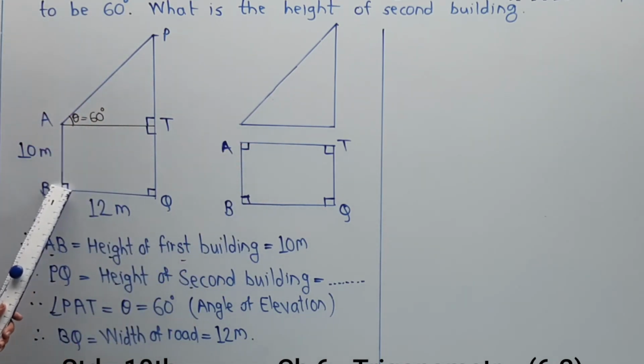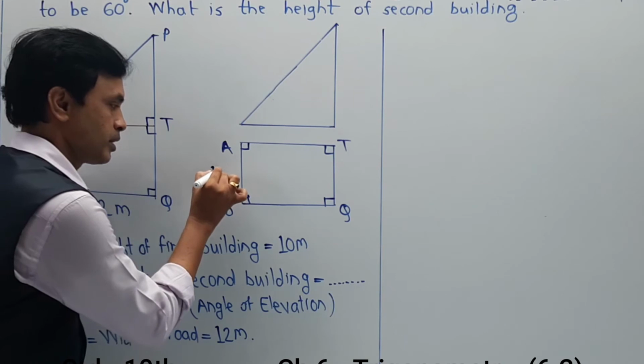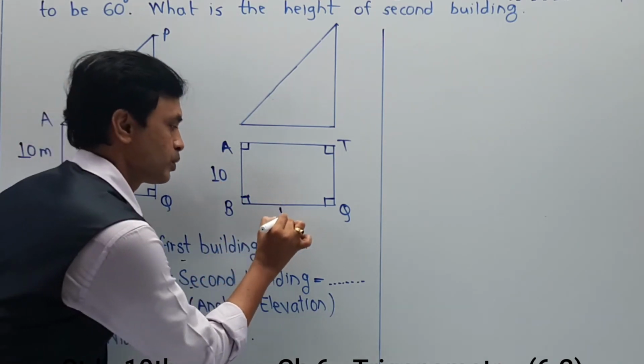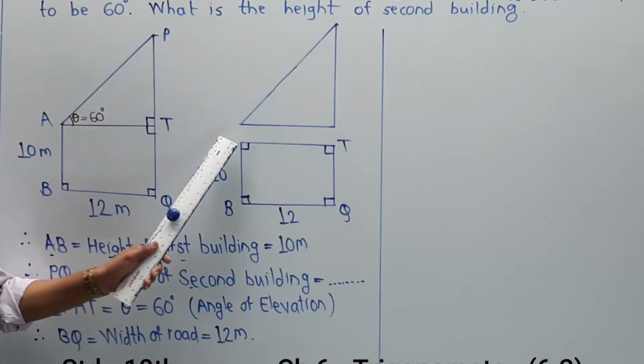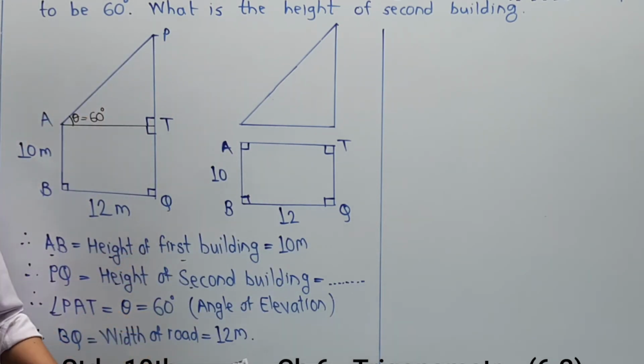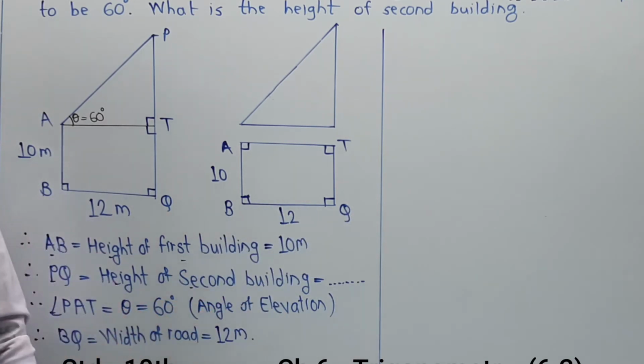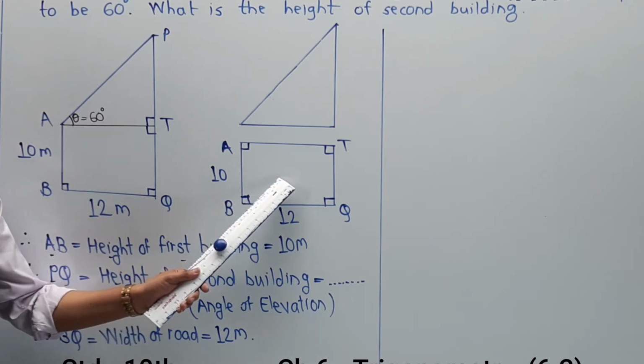Why? Because AB is 10 meter, and BQ is 12 meter. If it were the same, then I could say it is a square. But now it is 10 and the second is 12. Nice. I am going to say that this is nothing but a rectangle over here. So I am going to give the first declaration from this diagram.